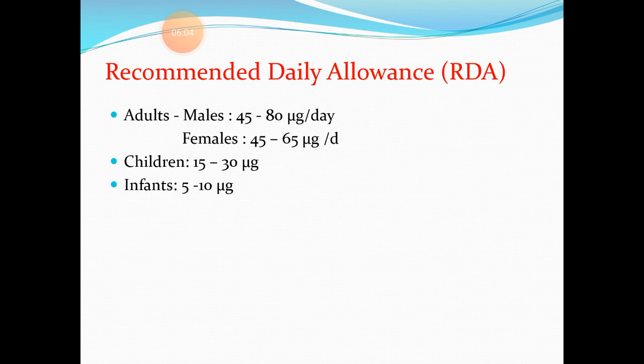Next is the RDA. RDA in males is given as 45 to 80 microgram per day, and in females it is 45 to 65 microgram per day. In children it is 15 to 30 microgram, whereas in infants it is 5 to 10 micrograms.